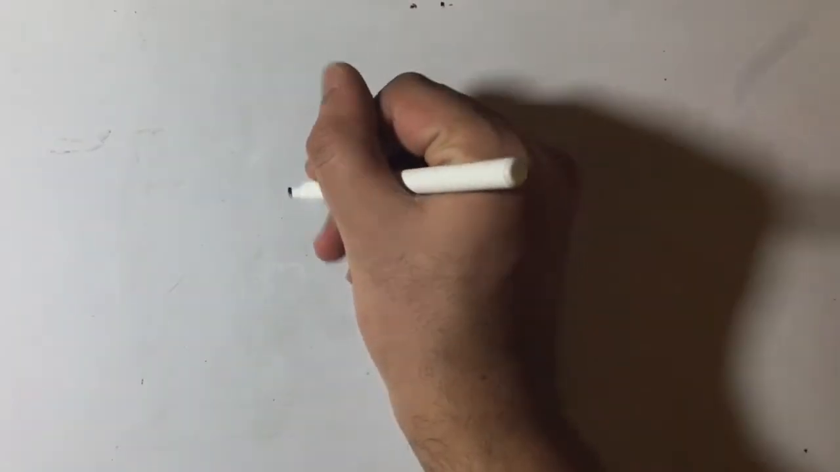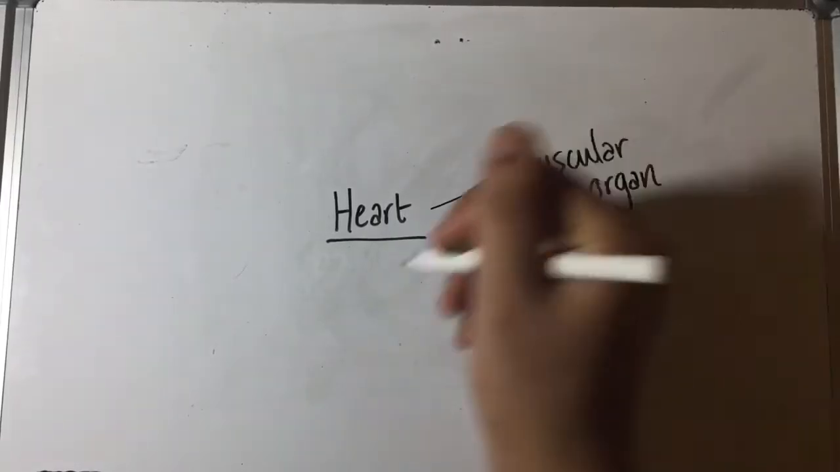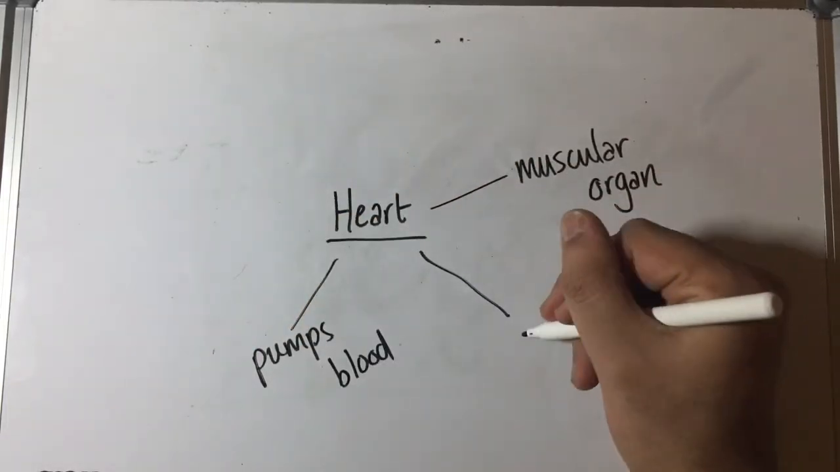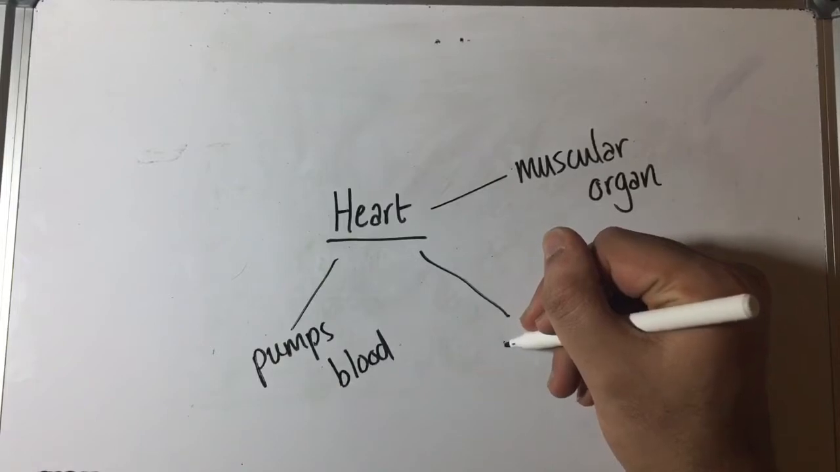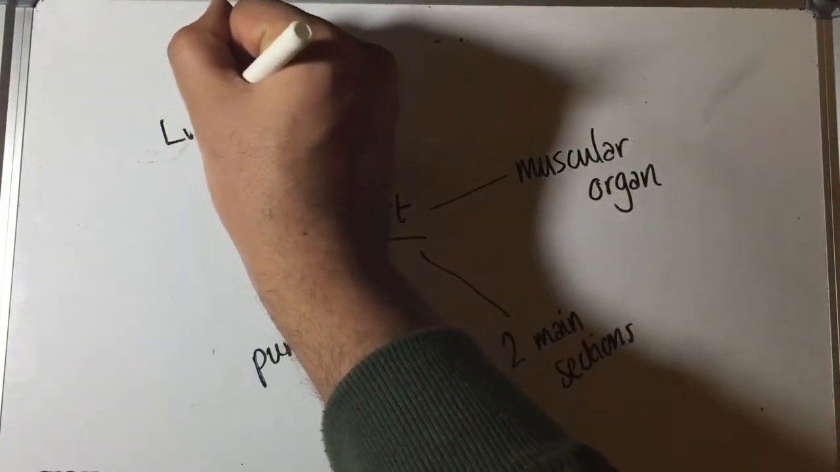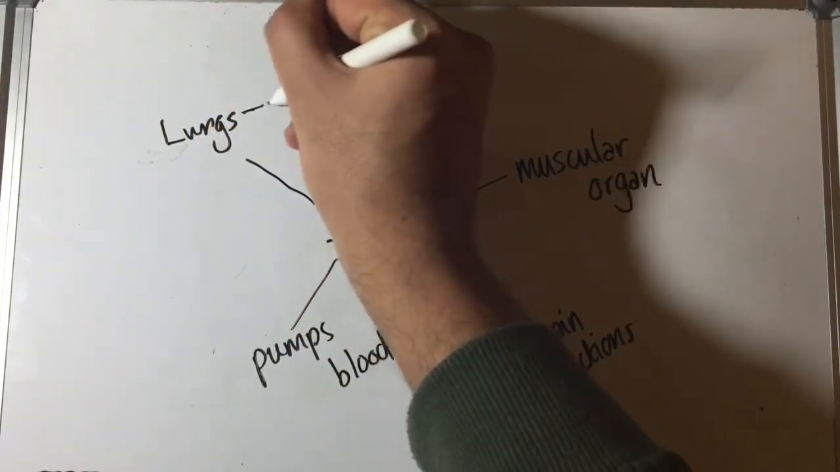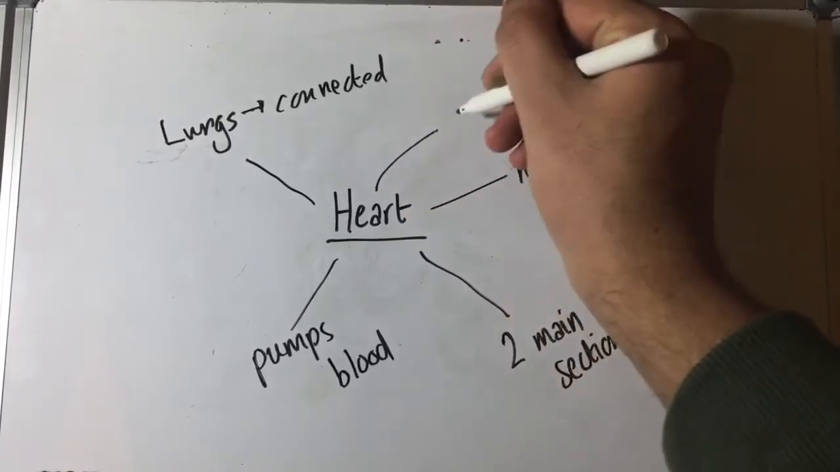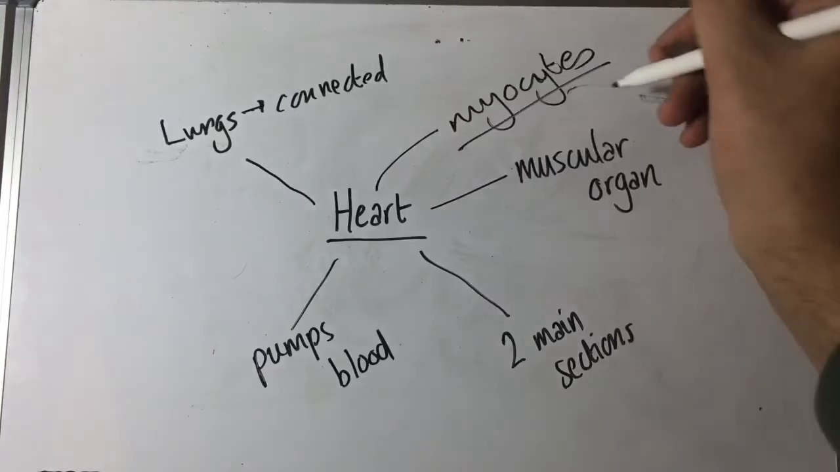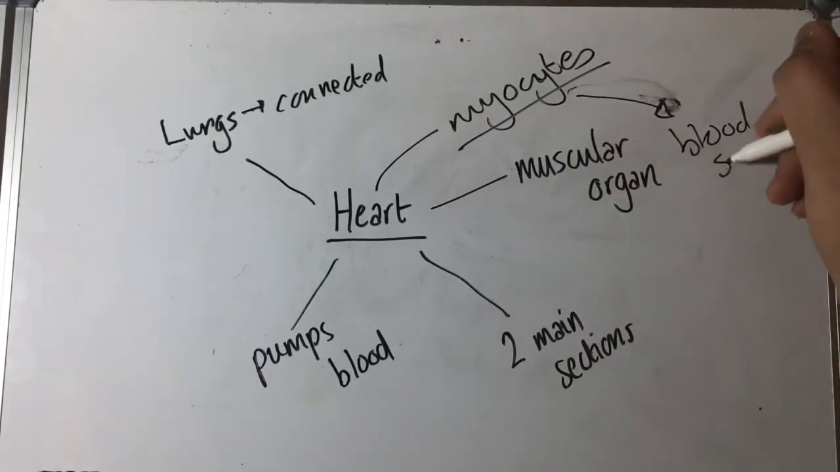So, what do we know about the heart? We know that it's a muscular organ. We know that it pumps blood. I know that you know that it's made up of two different sections. It lies in front of the lungs and is directly connected to them. The cells of the heart are referred to as myocytes, and they need their own blood supply, which you will come to know later on.